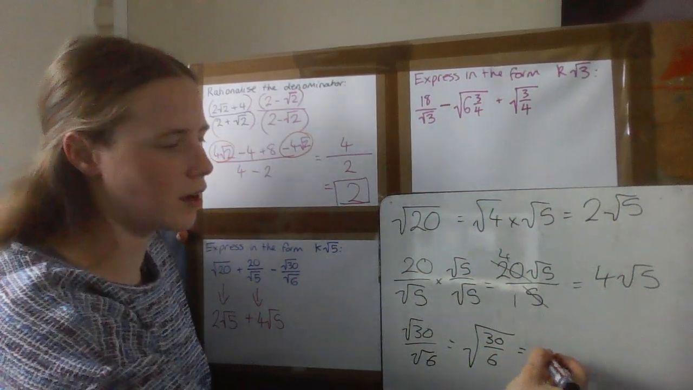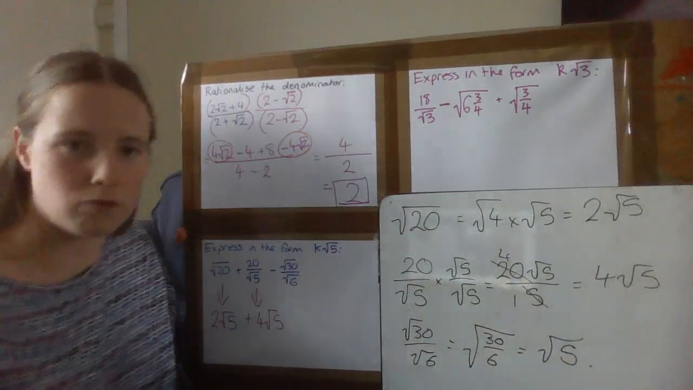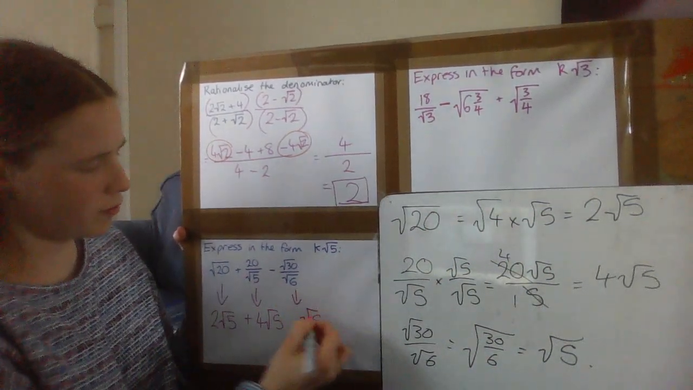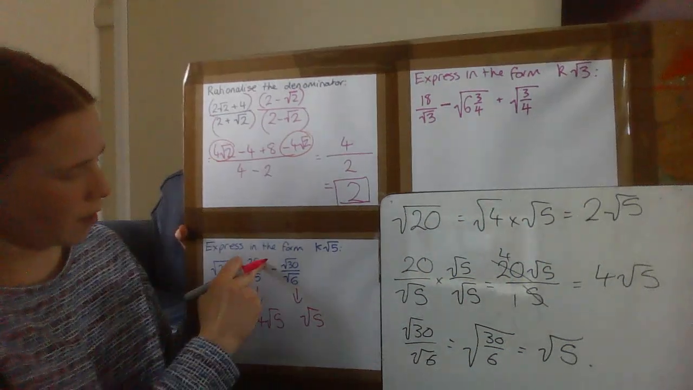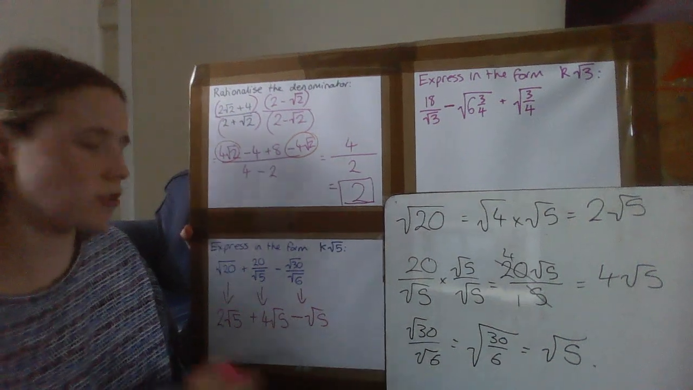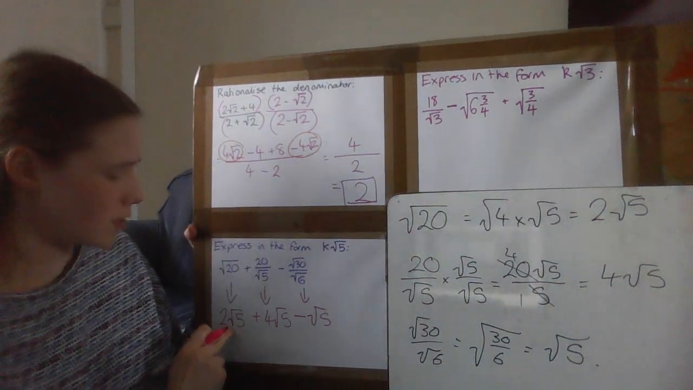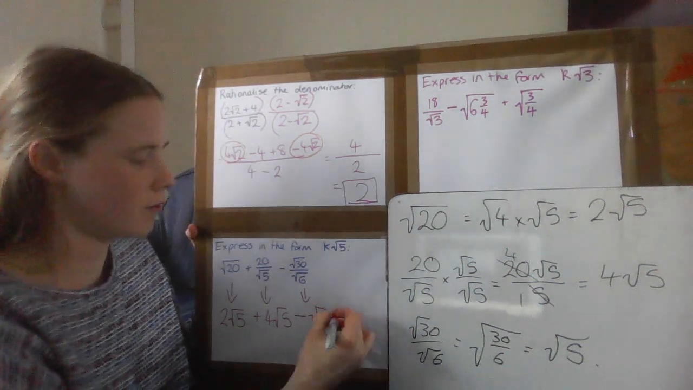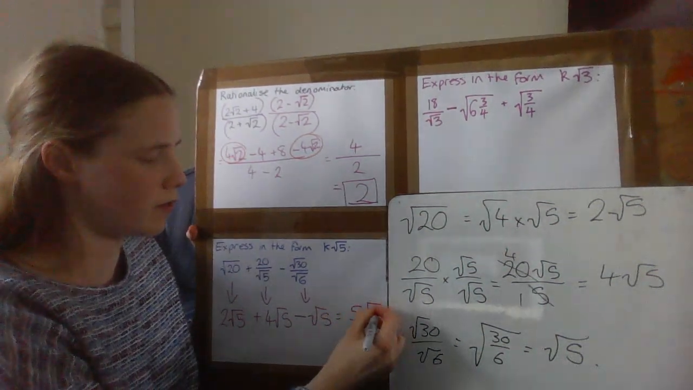30 divided by 6 is 5, so it's the same as root 5. So then here, this last bit is a root 5. So I'm doing 2 root 5 plus 4 root 5 minus root 5. And then I just have to work through what that comes out as. So 2 root 5s plus 4 root 5s is 6 root 5s. Take away root 5, gets us 5 root 5.